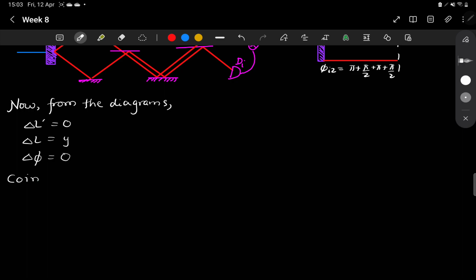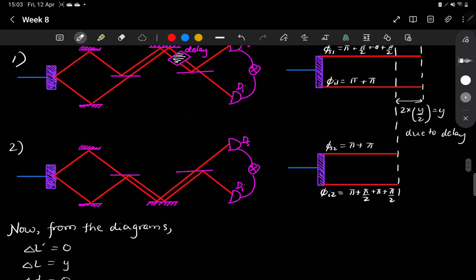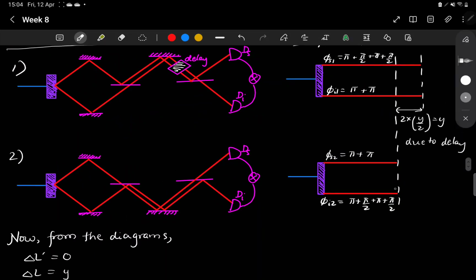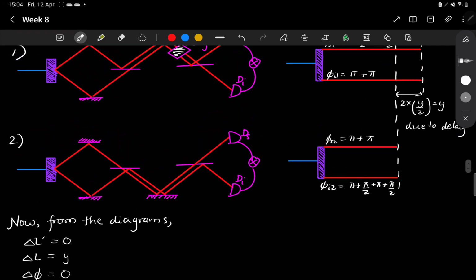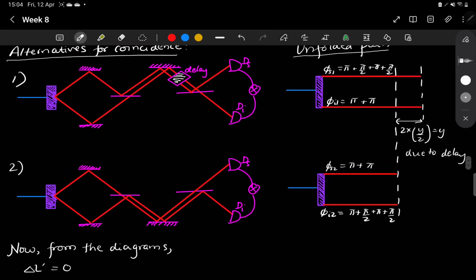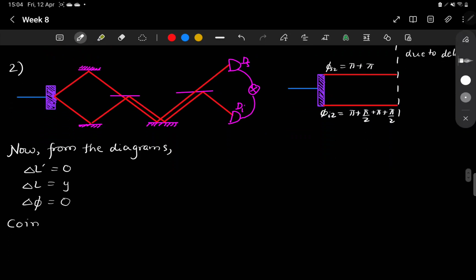So delta L prime is 0 because both these idler-signal paths arrive at the same length. Delta L is 0, this part, and delta phi, all the phi's are the same for these two alternatives. Here also it is 2 pi and then 2 pi plus pi, and here also the same, 2 pi and then 2 pi plus another pi.